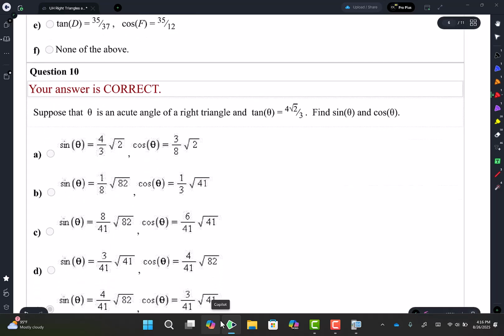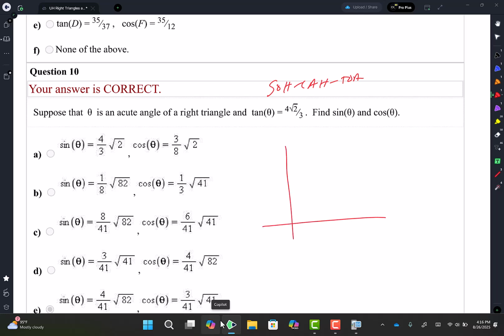Suppose that theta is an acute angle of a right triangle and that tan theta is 4 square root of 2 over 3. Remember SOHCAHTOA. Find sine theta and cosine theta. Here's my right triangle. There's my theta, and tangent is opposite over adjacent, so I'm going to say 4 square root of 2 and 3.